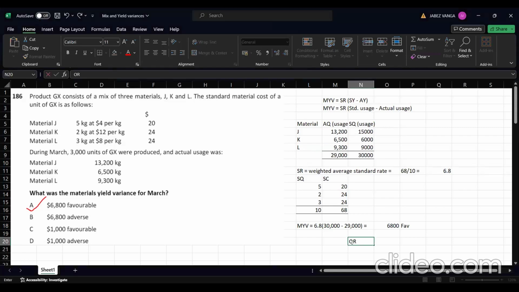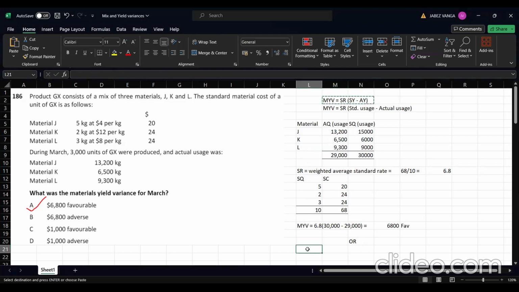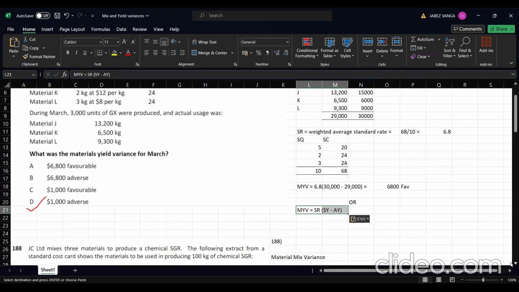Alternatively, we can also use another formula, which says that material yield variance is equal to standard rate into standard yield minus actual yield. So let's see how to apply this one as well. How do we apply this particular formula? Let's check this one.